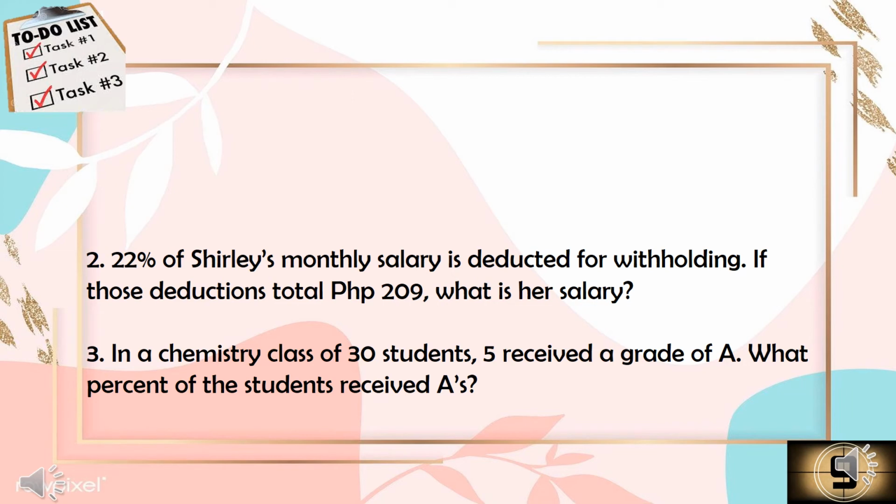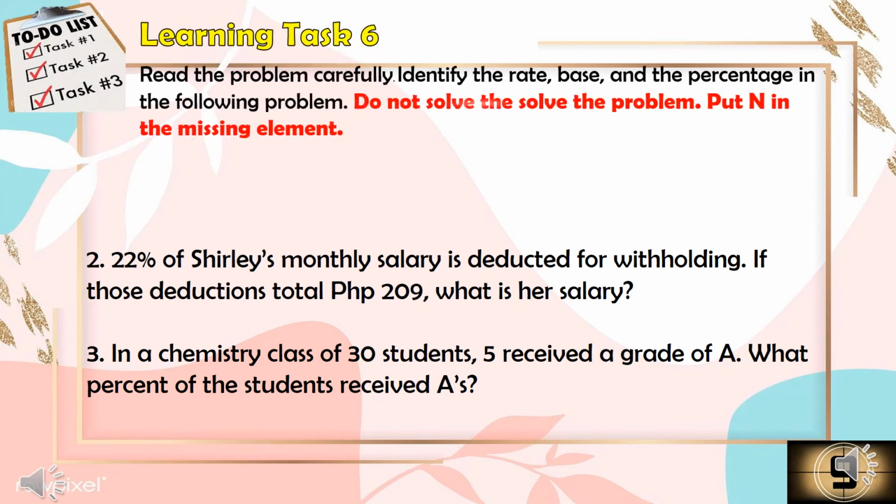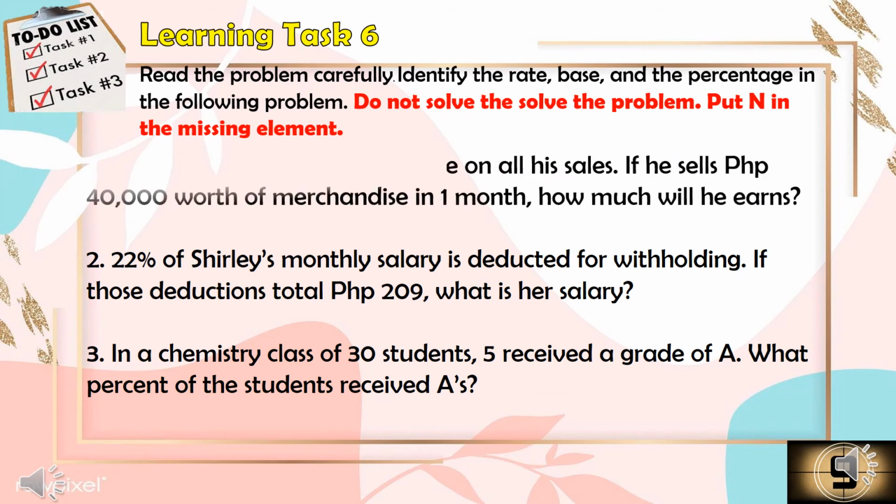Okay, let's move on to learning task 6. Read the problem carefully and identify the rate, the base, and the percentage in the following problem. Do not solve the problem, put n in the missing element. For number 1, Joshua has 5% commission rate on all his sales. If he sells 40,000 worth of merchandise in 1 month, how much will he earn?